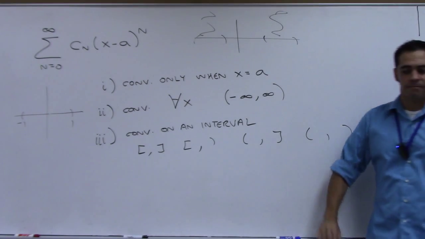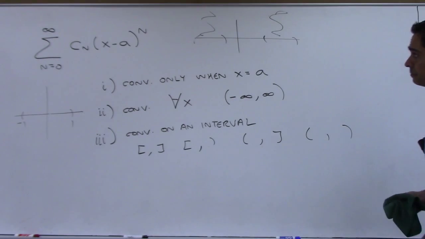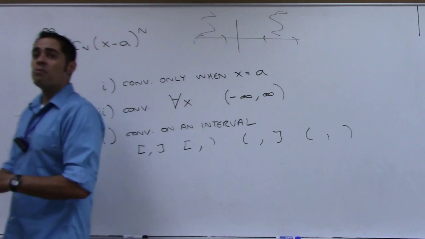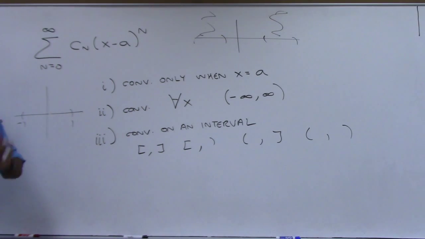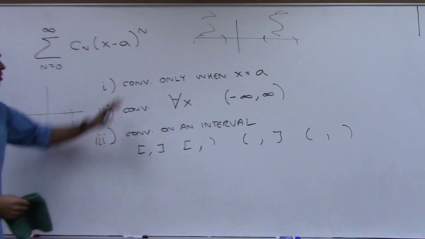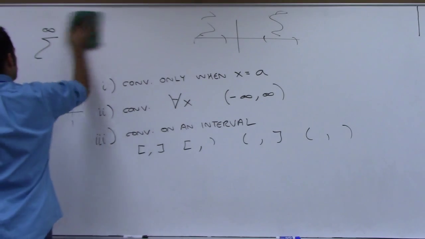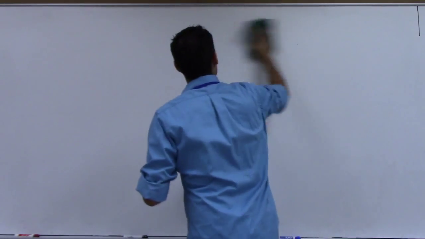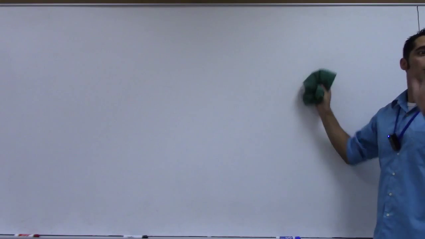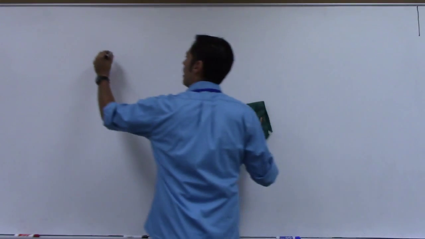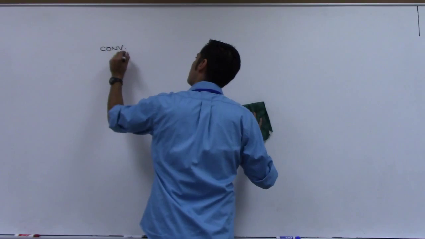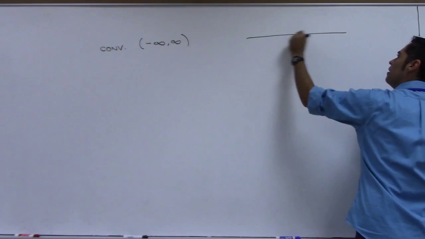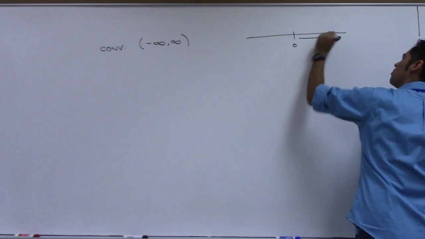And because of this, we have this terminology that we use, which is called the radius of convergence. So let's look at these situations right here. Let's say that I tell you that a power series converges everywhere. What would that look like? If I were to say a power series converges on negative infinity to infinity, on a number line, that would be in both directions forever, right?